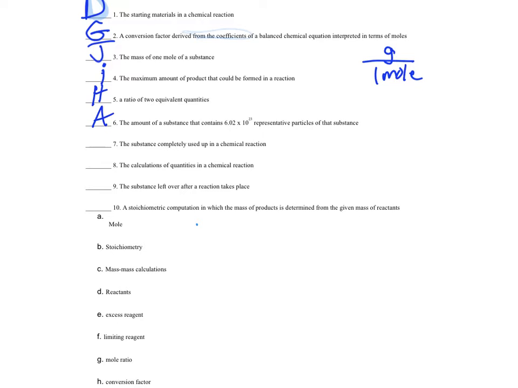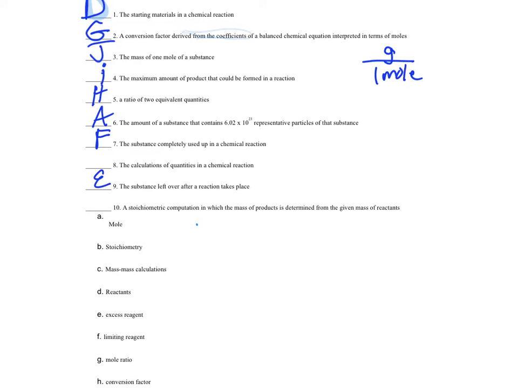The substance completely used up, that's the one that's going to limit it when it runs out or is used up. So it's a limiting reagent, which then let's go to number 9, the substance left over after a reaction takes place. That would be your excess reagent.